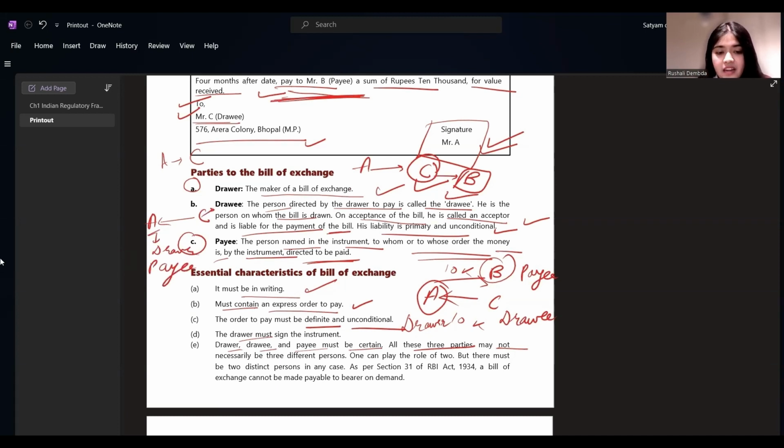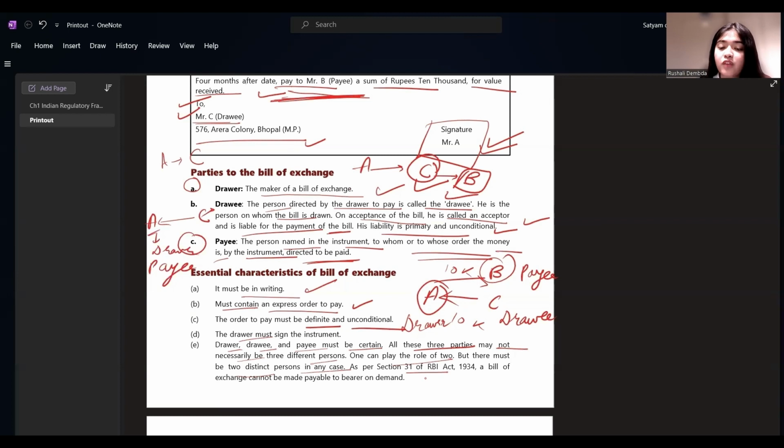Okay. Now, the drawer, drawee, and payee must be certain. All these three parties may not necessarily be different persons. One can play the role of two, as I explained earlier. But there must be two distinct persons in any case. There should be one drawer and one drawee. The payee can be the drawer also, but it is important that the drawer and drawee should be separate.